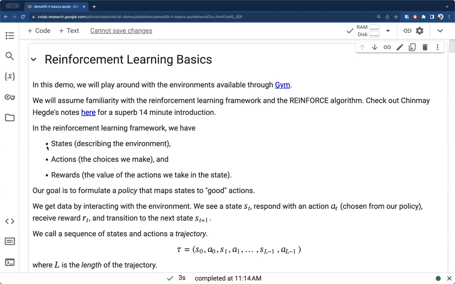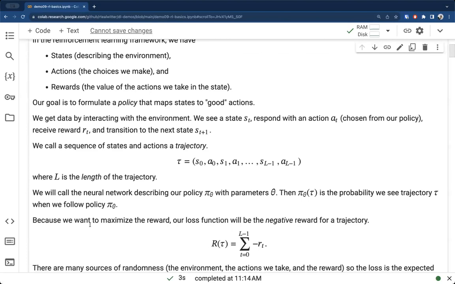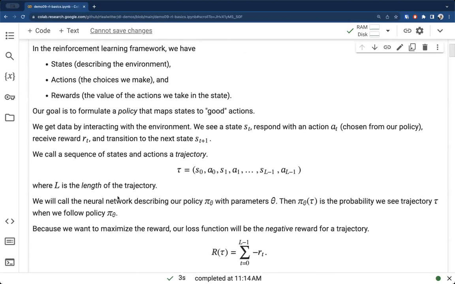Here, our data comes from interacting with the environment and learning in a very dynamic way. In this way, we see a particular state, I'll call it S_T, where T is denoting what time step we're on. We respond with an action A_T. A_T is chosen according to the policy that we're trying to formulate. We receive some reward R_T, and then we transition to the next state. And the next state is now S_{T+1} because we move one step forward.